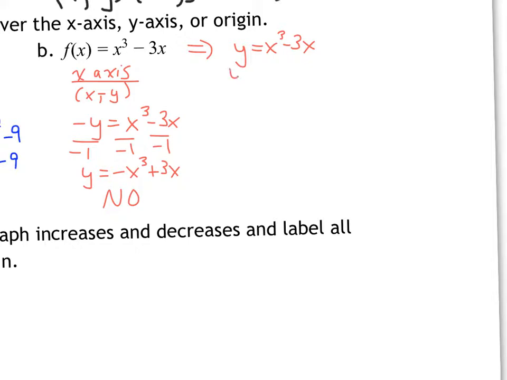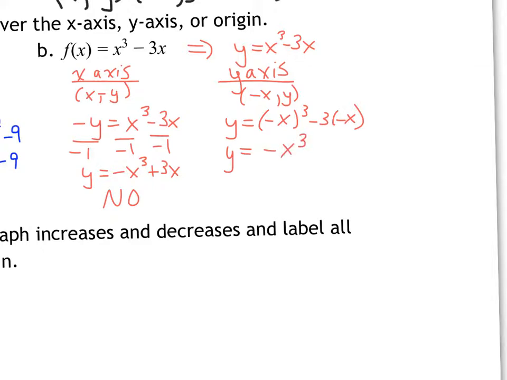Okay, same thing for y-axis as the previous problem. For the y-axis, we're going to talk about negative x and positive y. So that's going to become y equals negative x cubed minus 3 times negative x. So if I look at this, well, negative x cubed, negative x times negative x times negative x is simply negative x cubed. So that's different. And negative 3 times negative x is positive 3x. So that's also not the same as the original. So maybe it's none of them. Or maybe it's the origin.